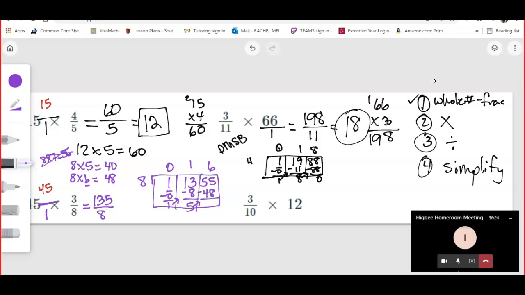15. No, not 15. I have to take away and here. So what's 15 minus 8? 7. Okay, so for this one, I do have a remainder. So what is my remainder going to be?